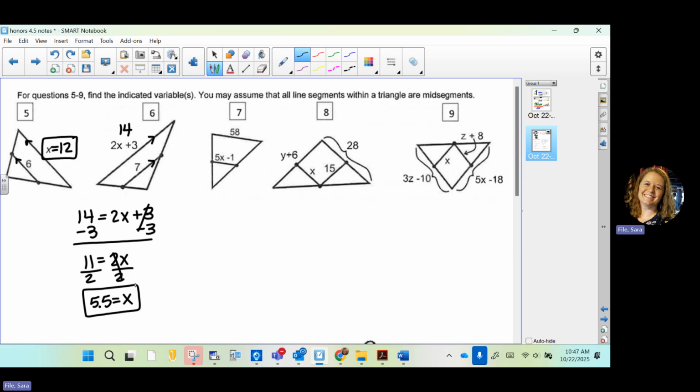All right, what about 7? If I know the side length is 58, what must the midsegment be? So if I know that this is 29, I can set 5x minus 1 equal to 29 and solve for x.